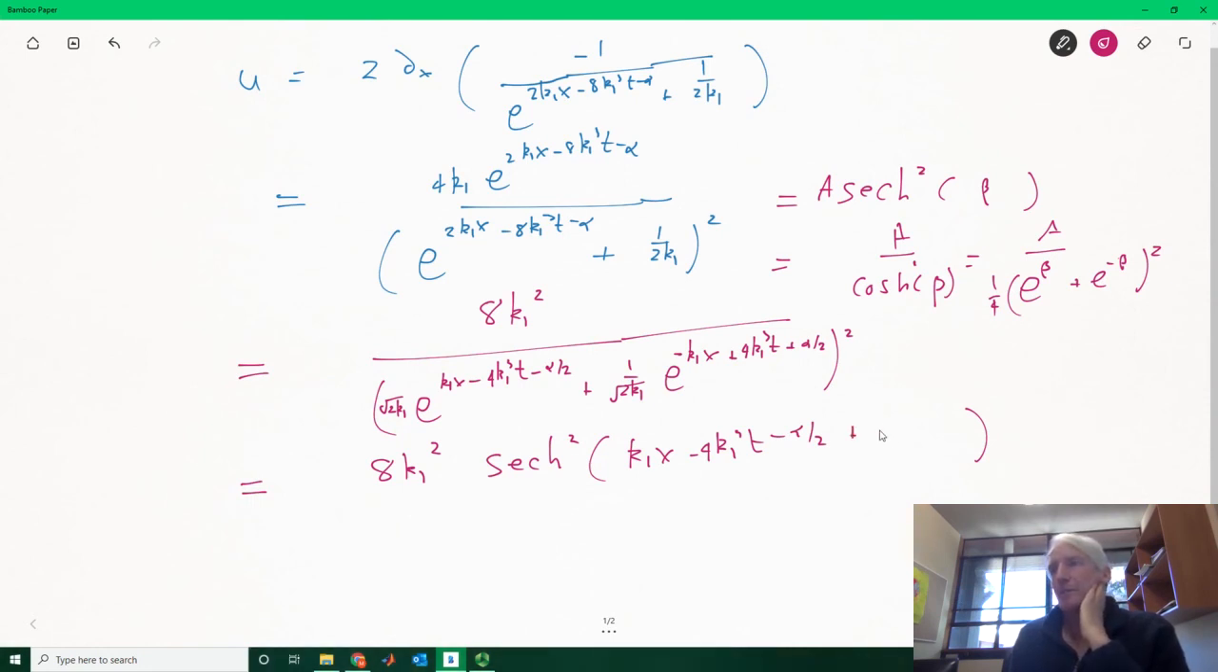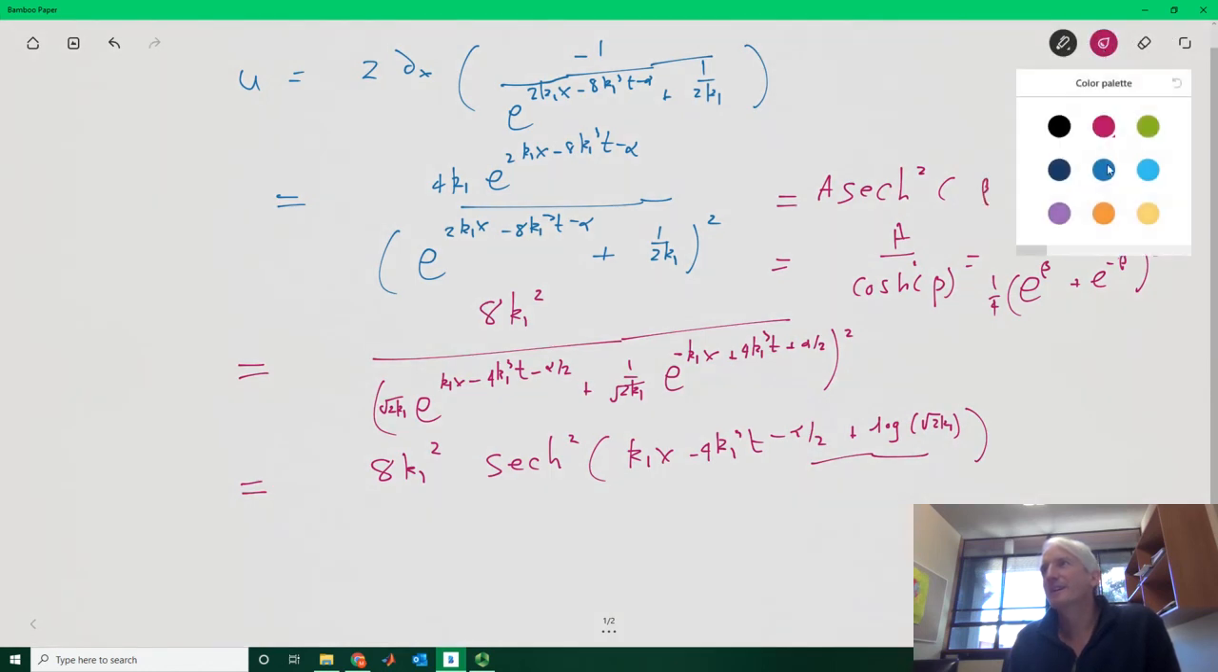plus the log of square root of 2k1. And that is our solitary wave. Brilliant, we've got here. Because this is just a shift. This is x minus x naught. So this is just a shift. So amazingly we have got here. I wasn't sure I was going to be able to make it at some point here.